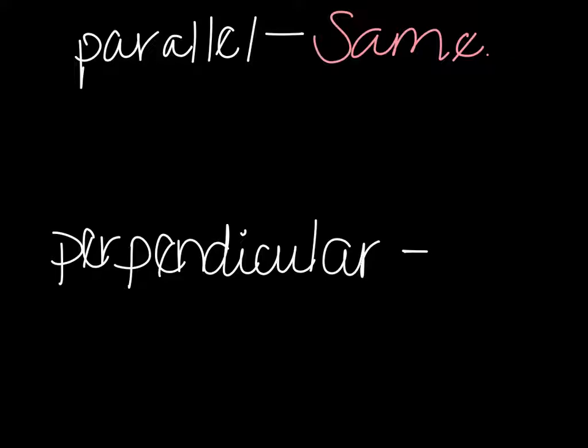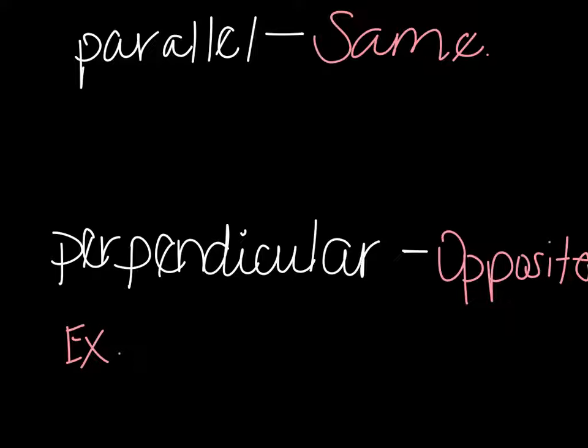Perpendicular slopes are opposites. If one is positive, the other has to be negative. An example would be 2/3 and -3/2. That is a perpendicular slope. One's positive, one's negative. One's 2/3, and the other is its reciprocal, 3/2. So perpendicular have to be exact opposites.